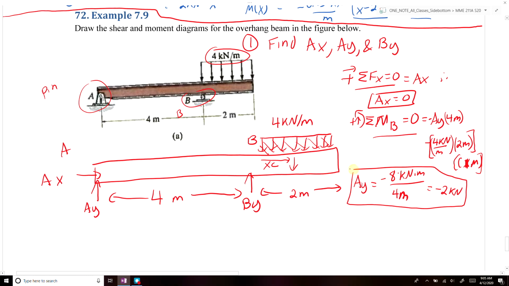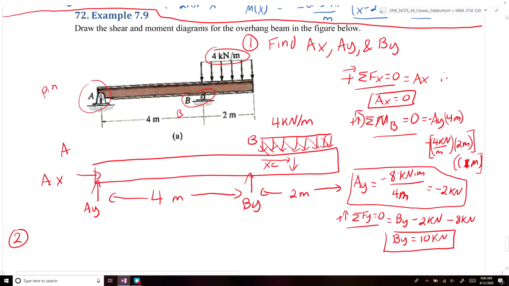Alright, to solve for B of y, all we're going to do is sum all of our forces in the y direction and set that equal to 0. If we do that, we will get B of y minus 2 kilonewtons minus 8 kilonewtons. So B of y is going to be equal to 10 kilonewtons. Alright, cool. So once we have our 3 reaction forces, the second step is we'll have to draw a shear diagram.